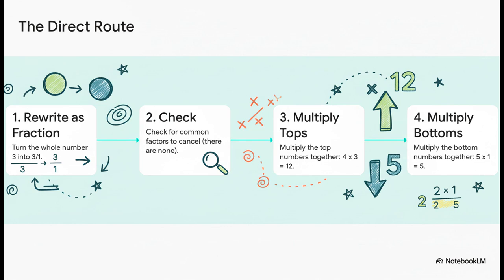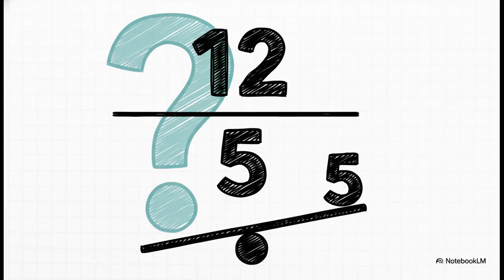You just multiply the top numbers, the numerators, so 4 times 3 gives us 12. And then you multiply the bottom numbers, the denominators. 5 times 1 is 5. And that's pretty much it. So our answer is 12 over 5.